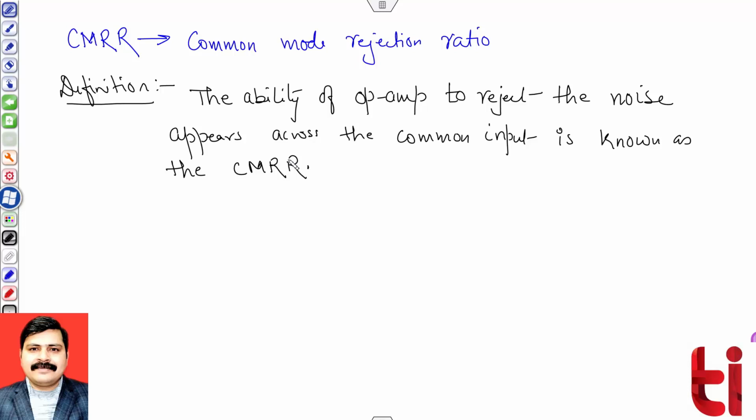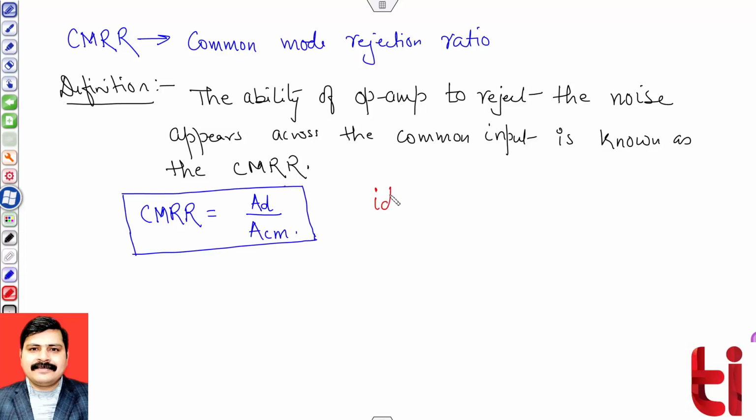So for the ideal situation, we don't want any noise at the output. So mathematically, one can define CMRR equal to the ratio of differential gain AD upon ACM. Now, in the ideal situation, you can check ACM should be equal to 0.